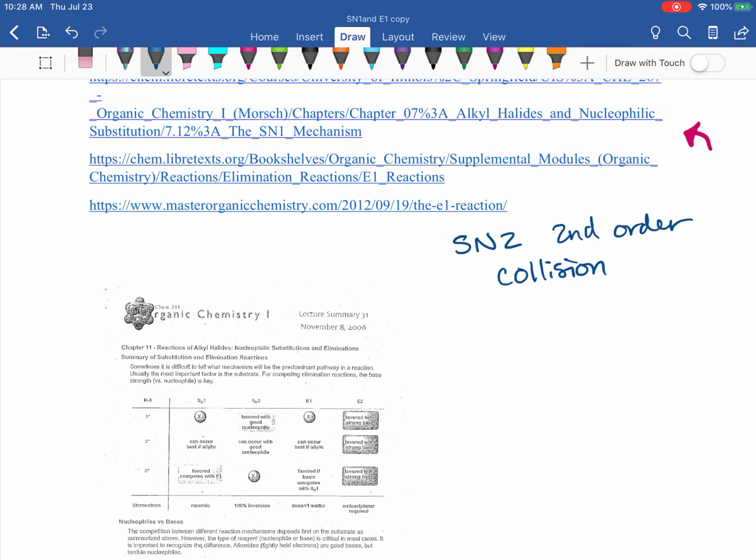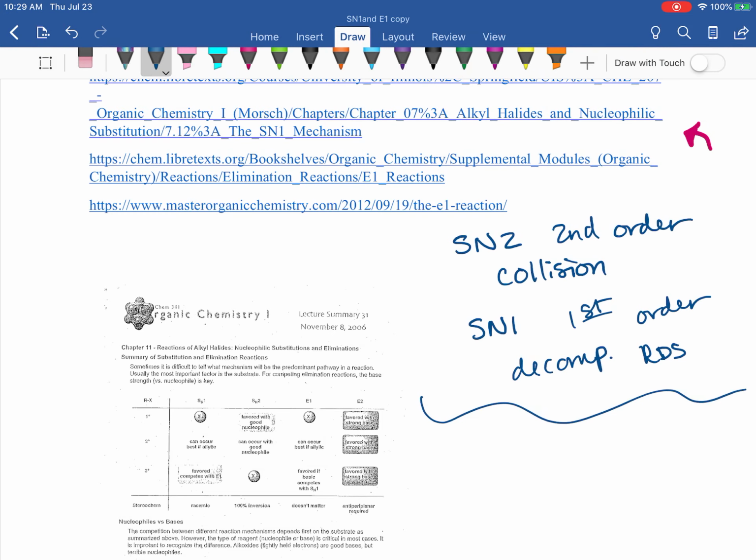Now, in today's set of videos, our mechanism isn't at all going to be the same. When we put the 1 in, what does your gut tell you? We are now switching to a first order mechanism. That is not a collision. In fact, that is a decomposition in our rate determining step. And so what's awesome is that you should not mix and match. Your Sn2 and your Sn1 will have 2 completely different mechanisms. And this is actually good news. So what is an Sn1 and an E1?